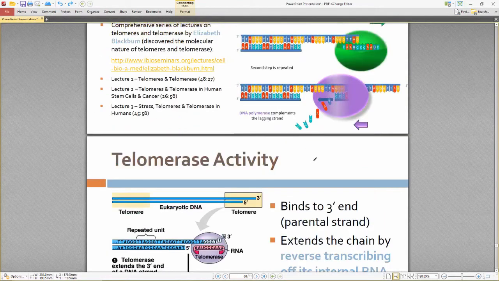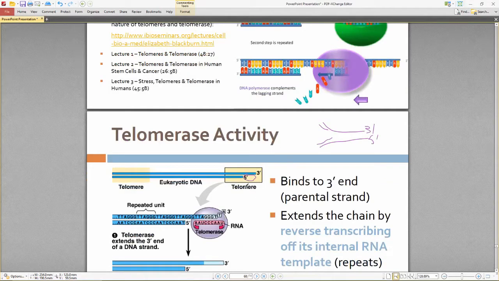So let's say that I gave you a replication fork like this, and you had to label 3' and 5'. You would have to be able to tell me where the telomeres would be. And if I'm asking about the telomere, I'm asking for this gap. Does that make sense, guys?